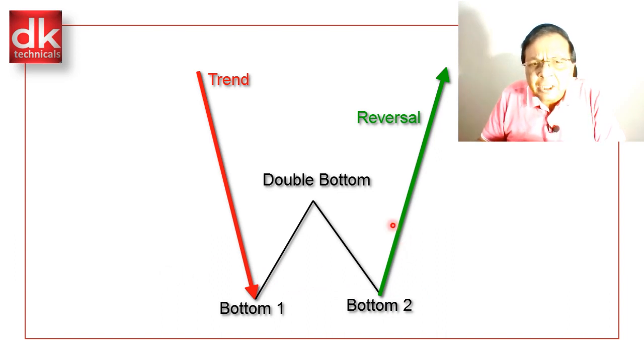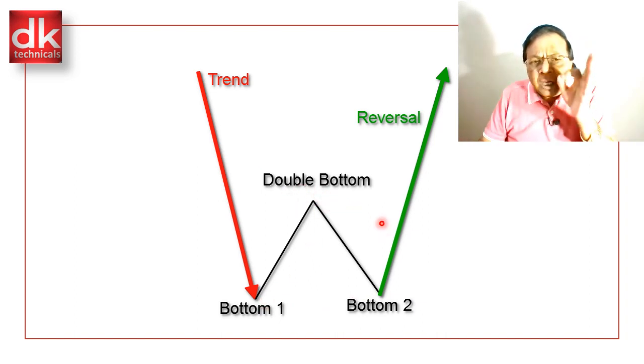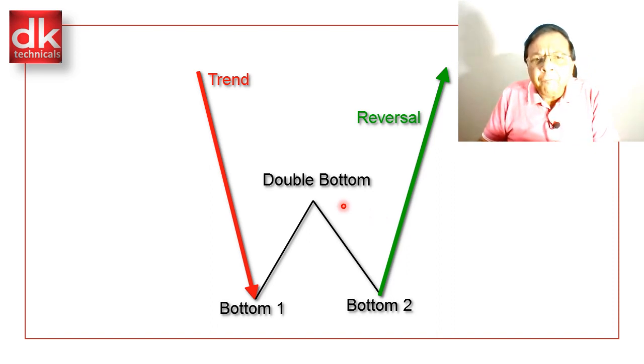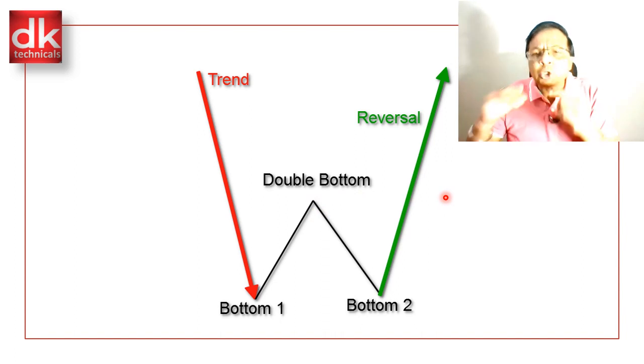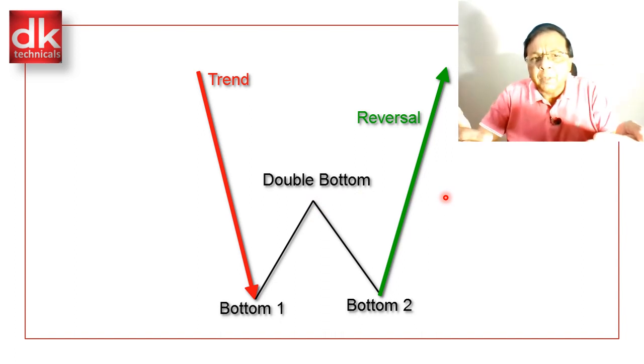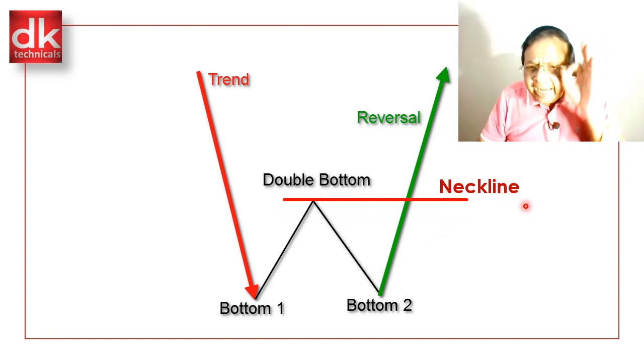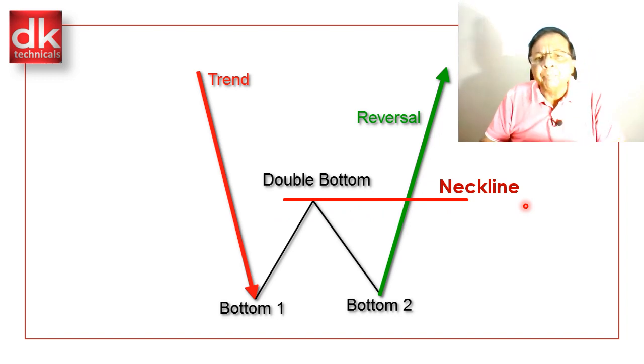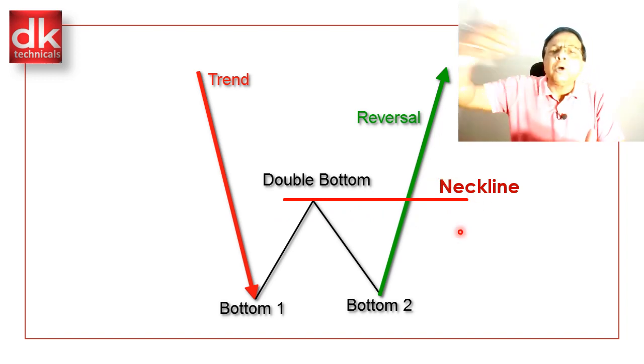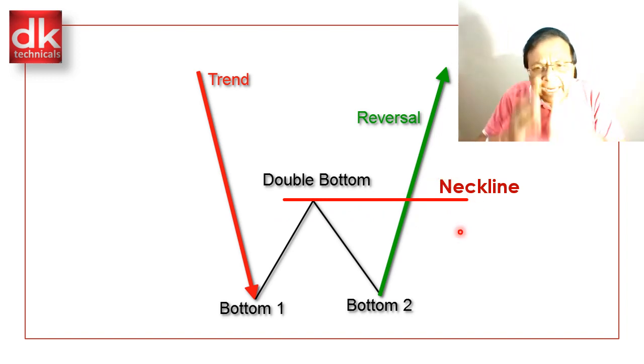And once the price breaks out of this apex between these two bottoms, the highest point is this. So this is called the apex of the double bottom. When the price goes above this apex line, it is called a breakout of a double bottom. So if we draw a horizontal line at the apex level, this is called the neckline of the double bottom. If the price breaks out of the neckline, what does it indicate?